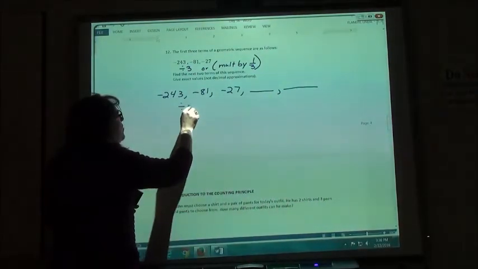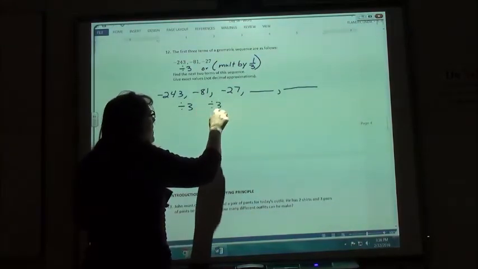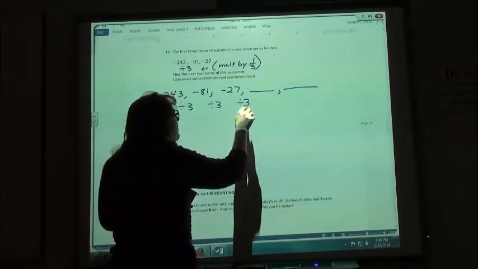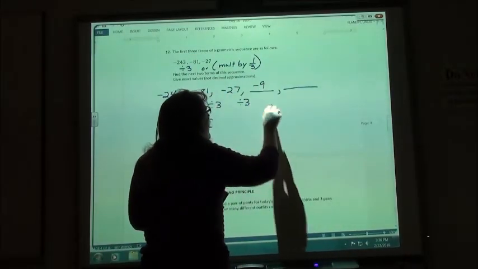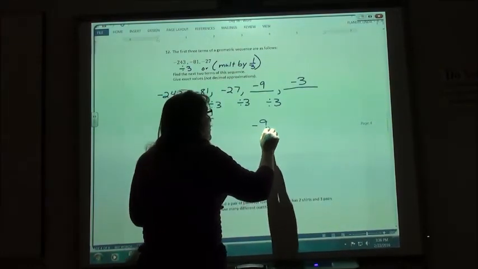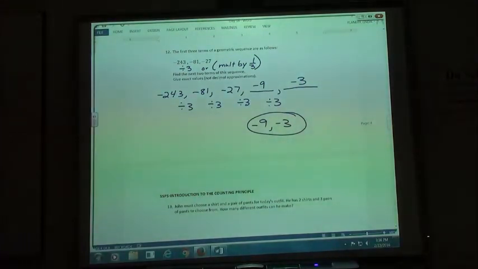If I divide by 3, I get -81. -81 divided by 3 is -27. -27 divided by 3 would be -9. -9 divided by 3 would be -3. So -9 and -3 are the next two terms in my sequence. So a geometric sequence, you're either multiplying or dividing by the same number.